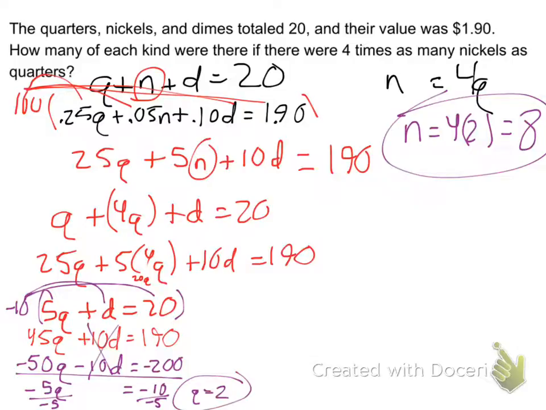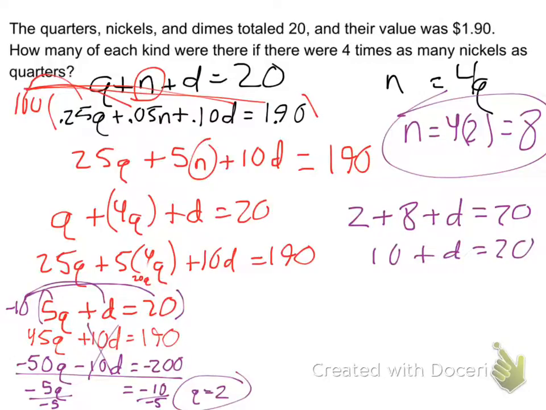Plug it in the first equation. 2 plus 8 plus d equals 20. 10 plus d equals 20, or d is equal to 10. I have 10 dimes, 8 nickels, and 2 quarters. You're done. If you add those values up, you will end up with $1.90.